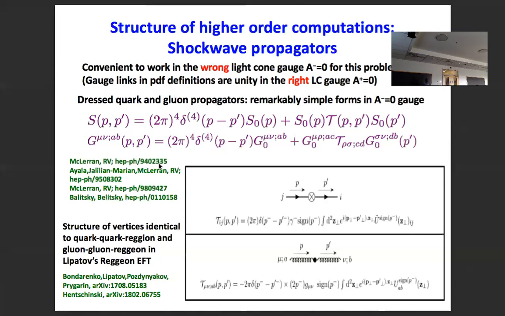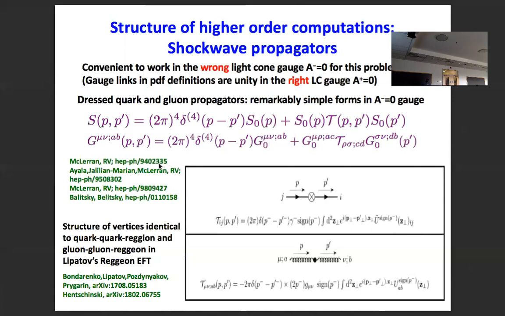Problems multiply like crazy. Even at one loop, if you want to do mass renormalization of heavy quarks, that problem has only been solved very recently. So it's a very non-trivial problem. But I'm going to argue that it's really not necessary. You can actually work in the wrong light cone gauge, and I'll explain what I mean by that.